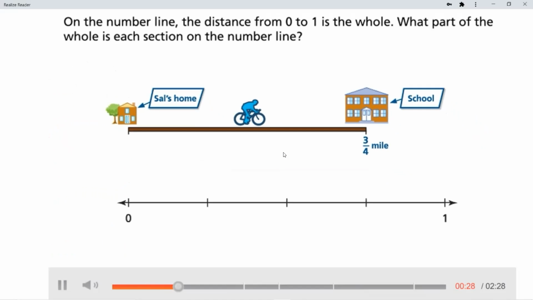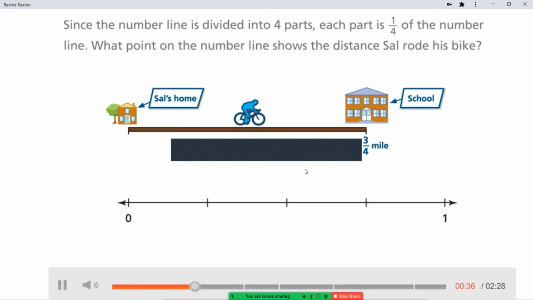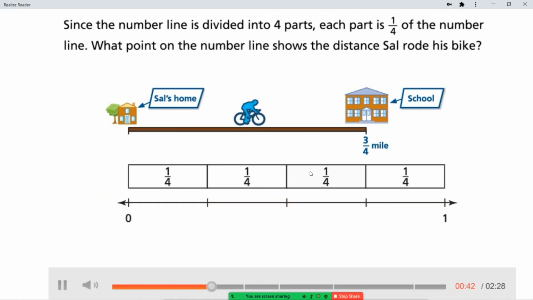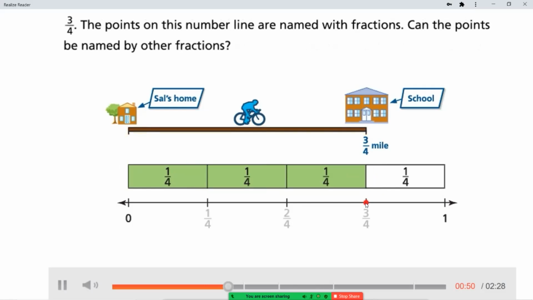On the number line, the distance from 0 to 1 is the whole. What part of the whole is each section on the number line? Since the number line is divided into 4 parts, each part is 1/4 of the number line. What point on the number line shows the distance Sal rode his bike? 3/4.